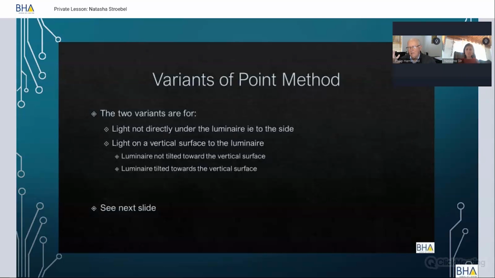So we calculate 3 things with the point method: directly under the light, to the edge of the beam of light on the working plane, and also on the wall, if we shine the light on the wall, on a vertical surface.